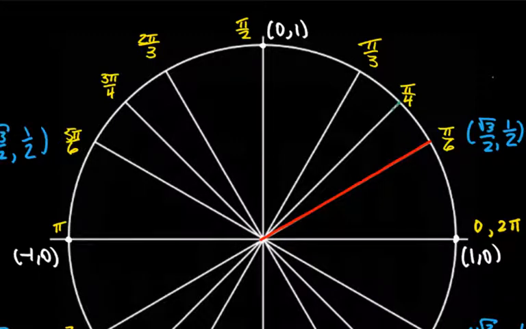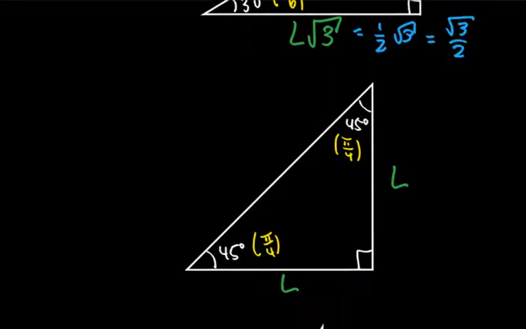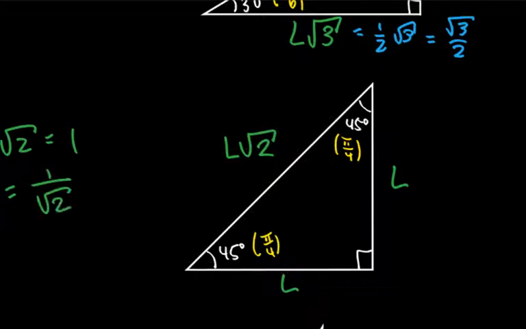So at the pi over 4s, if we draw a reference triangle here like this, then again, the hypotenuse is 1. Now let's check this out. The length across from either of the 45 degrees is going to be the reference length. And then the hypotenuse is just going to be that length times the square root of 2. In this case, our hypotenuse is 1. So the reference length is 1 divided by the square root of 2.